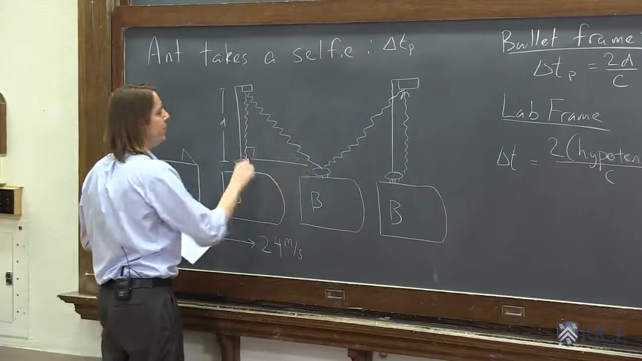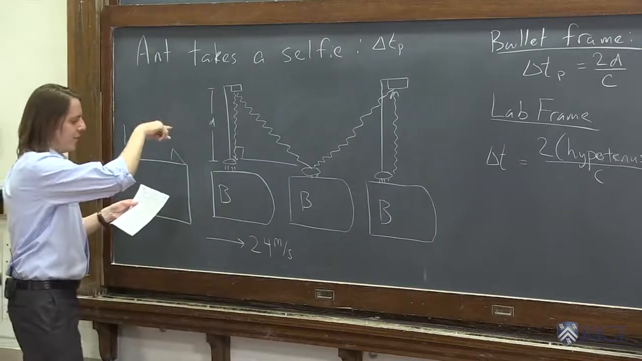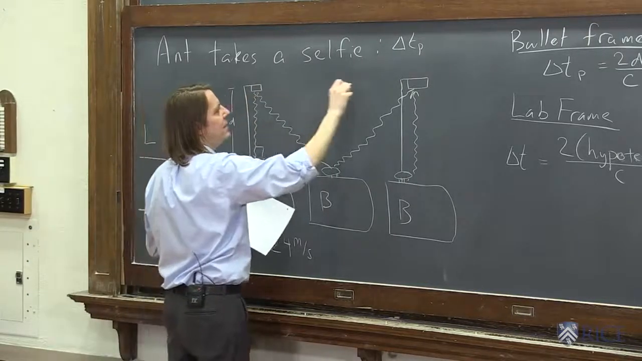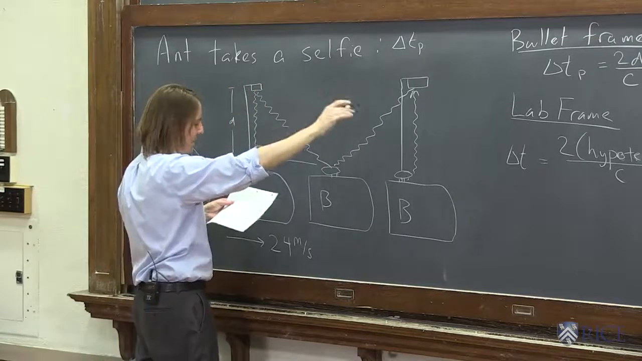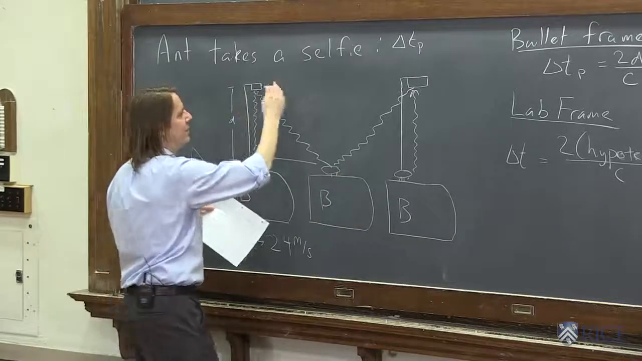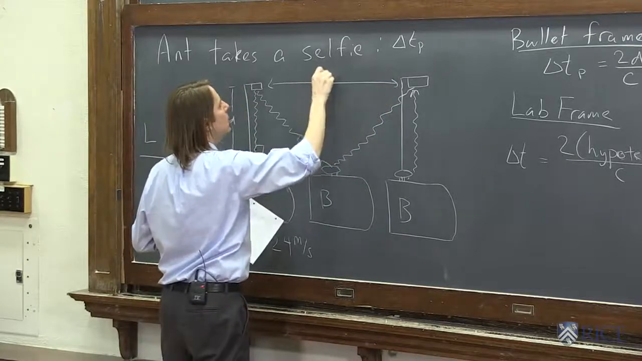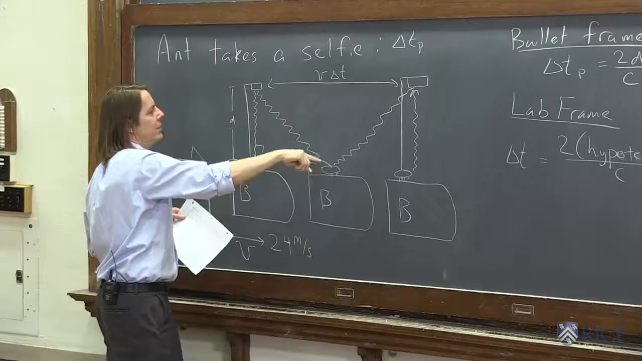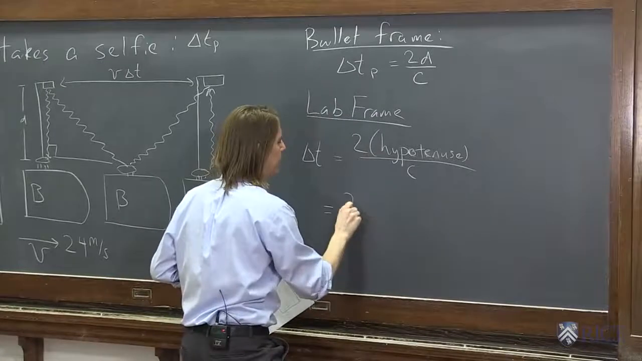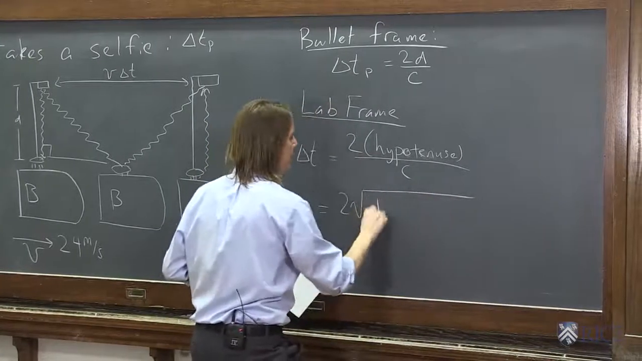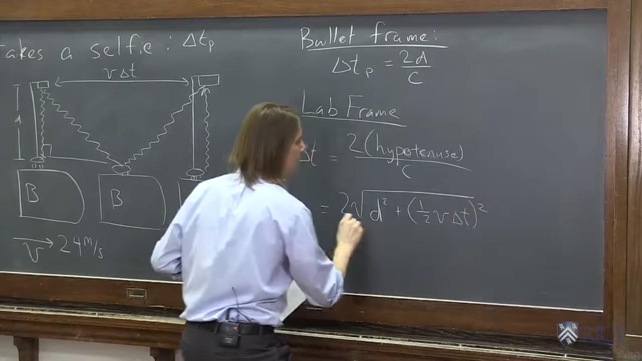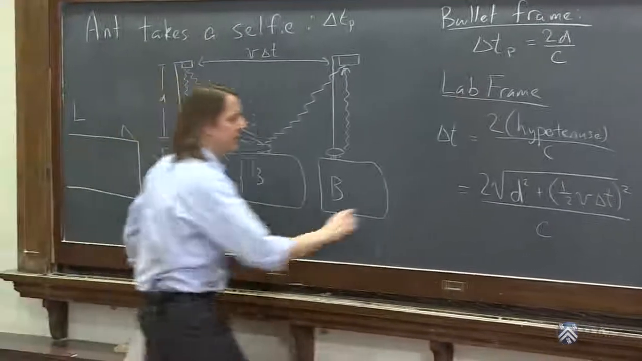Well, if we make a right triangle here, one side is d, so d squared. And the other side is this. But we know this whole thing is c delta t. This is the velocity v, how fast the bullet's actually moving. So it gets a distance v delta t. So this side of the triangle is 1/2 v delta t. So we have d and 1/2 v delta t. So it's equal to 2 times the square root of d squared plus (1/2 v delta t) squared, over c. And there's delta t on this side as well.